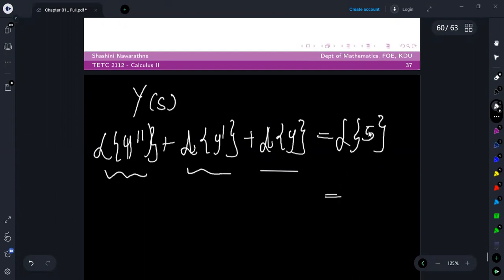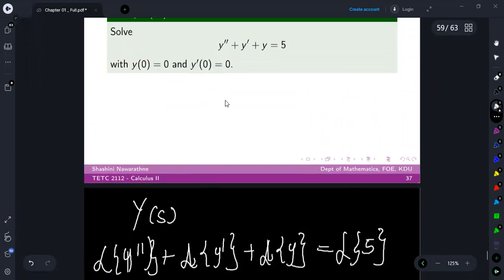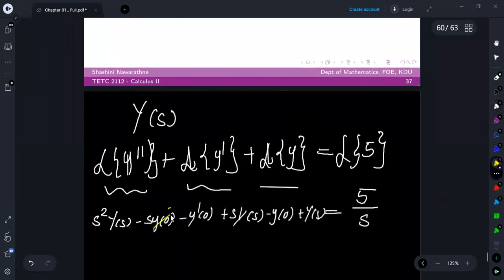Here, since the right-hand side value is 5, we need the Laplace transform of 5. If the function is 1, the respective Laplace transform is 1 over s. Since it is 5, it is 5 over s. So here we can write s squared capital Y of s minus s y(0) minus y dash(0) plus s capital Y of s minus y(0) plus capital Y of s. And here both initial conditions are 0, so this part goes to 0, this goes to 0, this goes to 0.